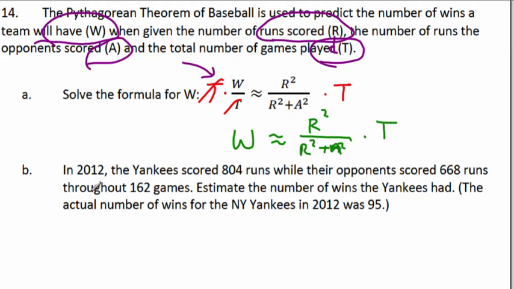In 2012, these are real numbers, the Yankees scored 804 runs, and their opponent scored 668. And there were 162 total games.